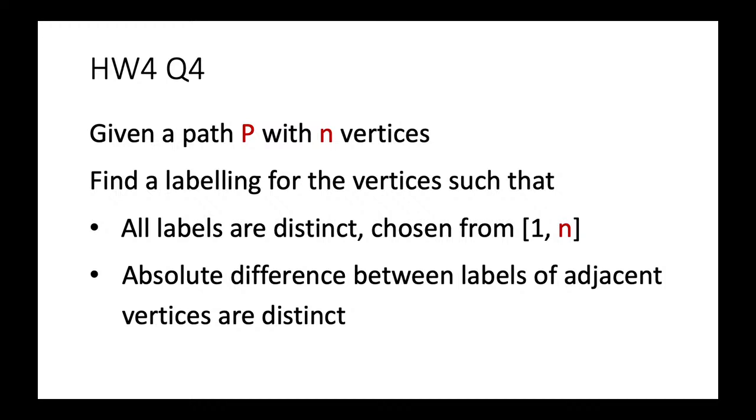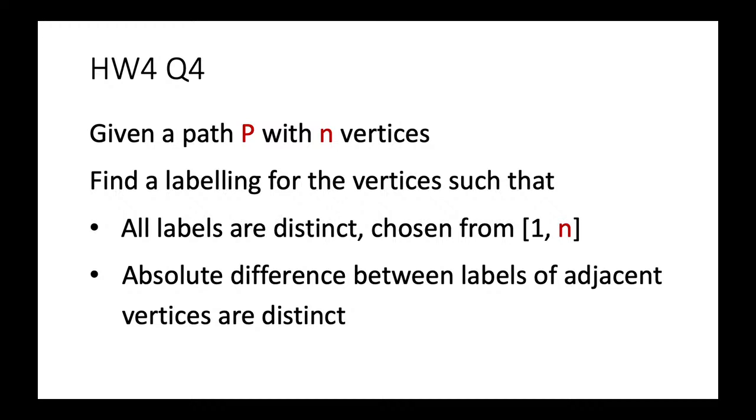Okay, question number 4. Question number 4 says that, let's say we have a path P with n vertices. We assume n is at least 2. We want to find a certain labeling of the vertices, such that the labels must be chosen from 1 to n, and they have to be all distinct. So this is going to be a permutation of 1 to n. And then we want the absolute differences between the labels of adjacent vertices to all be different.